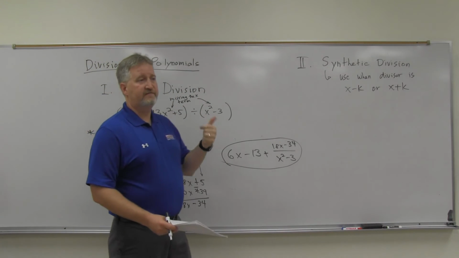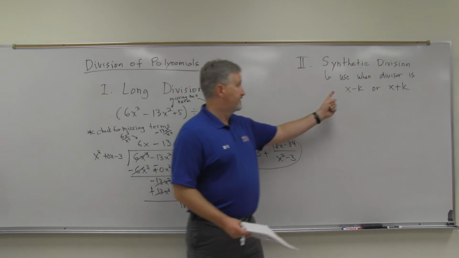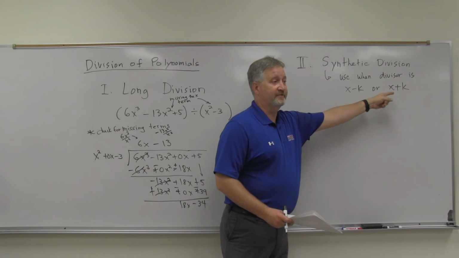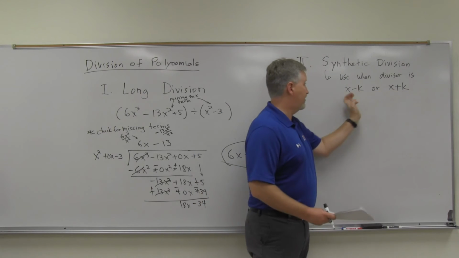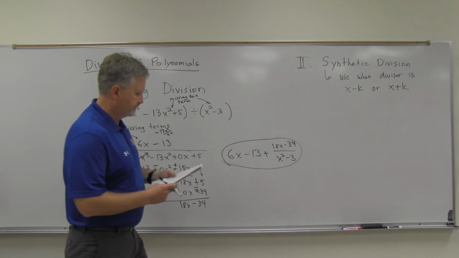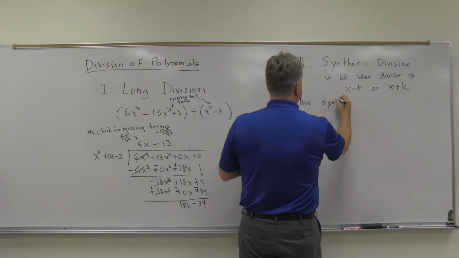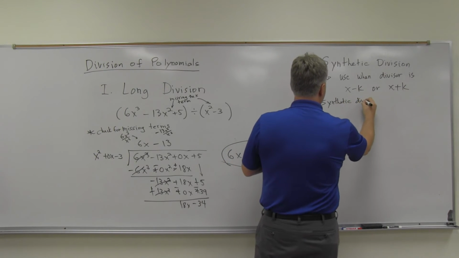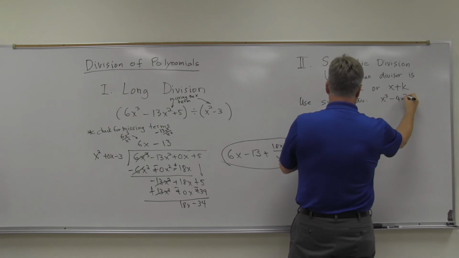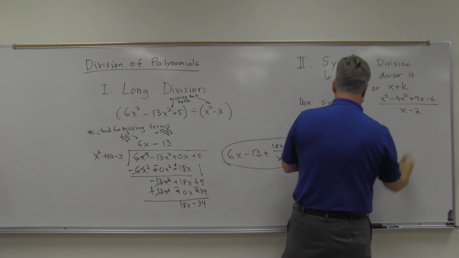And then the first one was dividing by 2x plus 4. Not a number times x, it's x plus k or x minus k. What you're dividing by has to be of that form. Okay. All right, so let's use synthetic division on x cubed minus 4x squared plus 9x minus 6 divided by x minus 2.